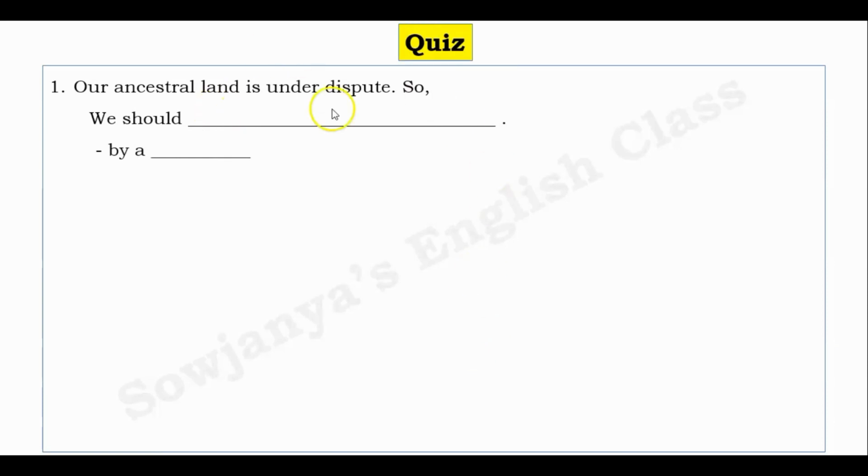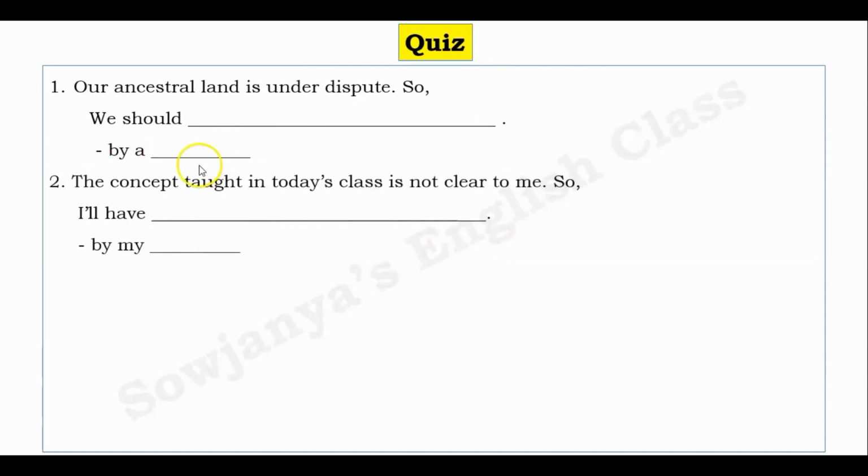Our ancestral land is under dispute. So, we should, what are we supposed to do? What is the agent over here? The concept taught in today's class is not clear to me. So, what are you supposed to do? And you are supposed to ask whom?